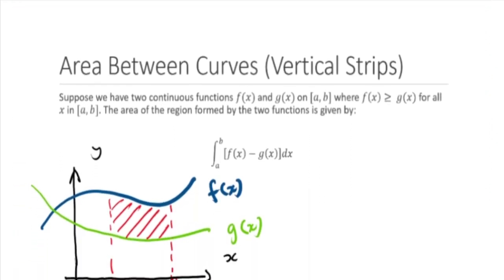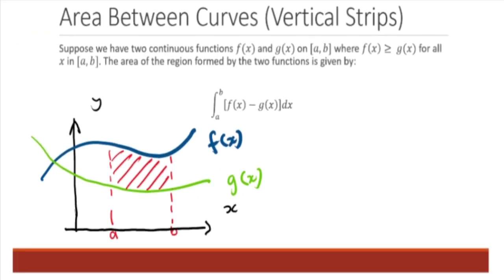Okay, the area between curves using vertical strips. Suppose we have two continuous functions f and g on the closed interval from a to b where one function is always greater than or equal to the other. In this case, f of x is always greater than or equal to g of x for all x in that closed interval. So the area of the region formed by the two functions is given by this definite integral.